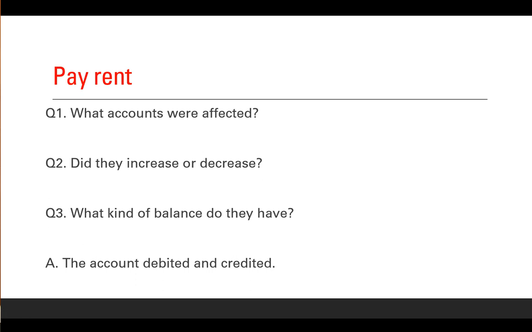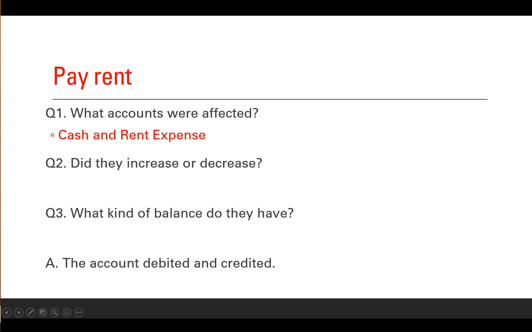What accounts were affected? One thing I always tell students, when you see pay, if the company pays something, what does that mean? That means that money is going out. So cash is going down. You don't see the word cash here, but you have to know when you say pay that cash is going out. Think of it from your own perspective. If you pay something, cash is leaving, right? So cash is being affected. Rent expense is being affected. All right, so those are the two things.